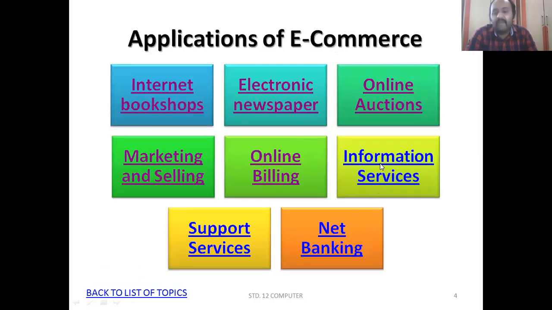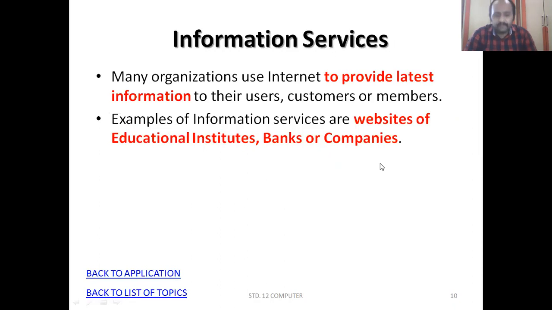Next, information service. Yeah, there are some companies. I cannot say only company. There are some institutes who have websites just to provide information to the related group of people. Means their websites are not directly responsible for the revenue. Revenue means income, but these websites are intended to provide better services to the related group of people. Right? देखो यहाँ पे first point मैं read कर रहा हूँ. Many organizations use the internet to provide latest information to their users, customers, or members.